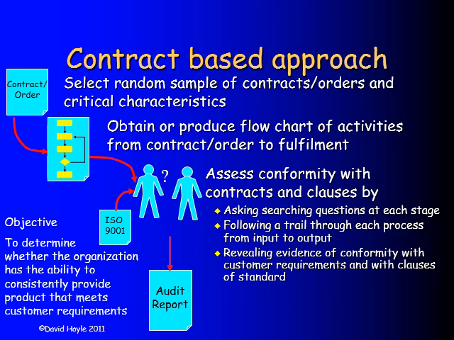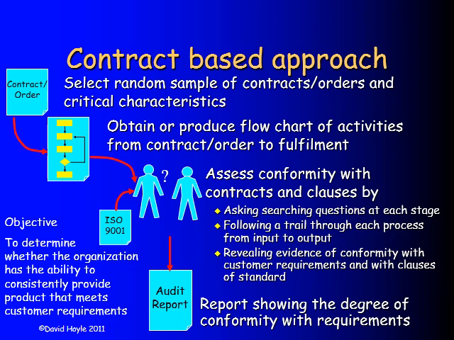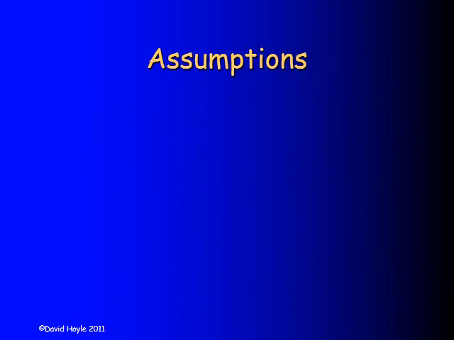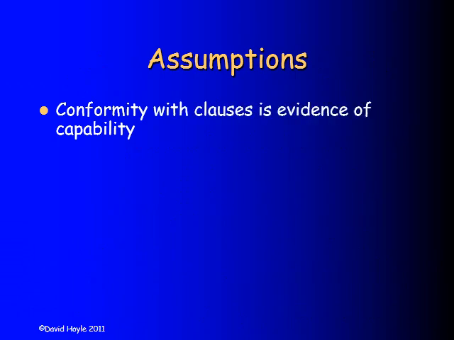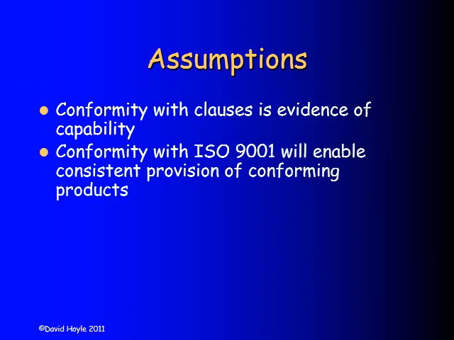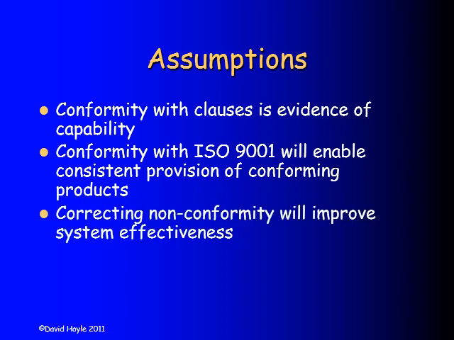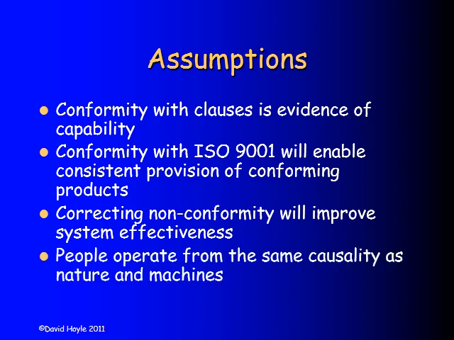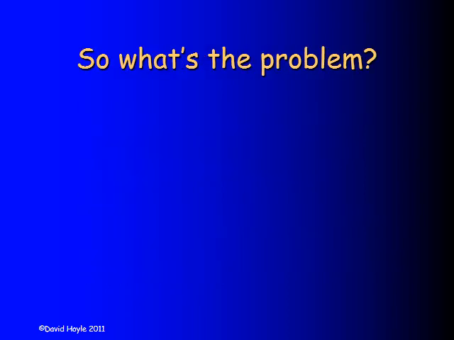The report is produced, and the objective of the audit is to determine whether the organization has the ability to consistently provide products that meet customers' requirements, and therefore the audit report will show the degree of conformity with those requirements. The assumption here is that conformity with clauses is evidence of capability, that conformity with ISO 9001 will enable consistent provision of conforming products, that correcting non-conformity will improve system effectiveness, that people operate from the same causality as nature and machines. So what's the problem?